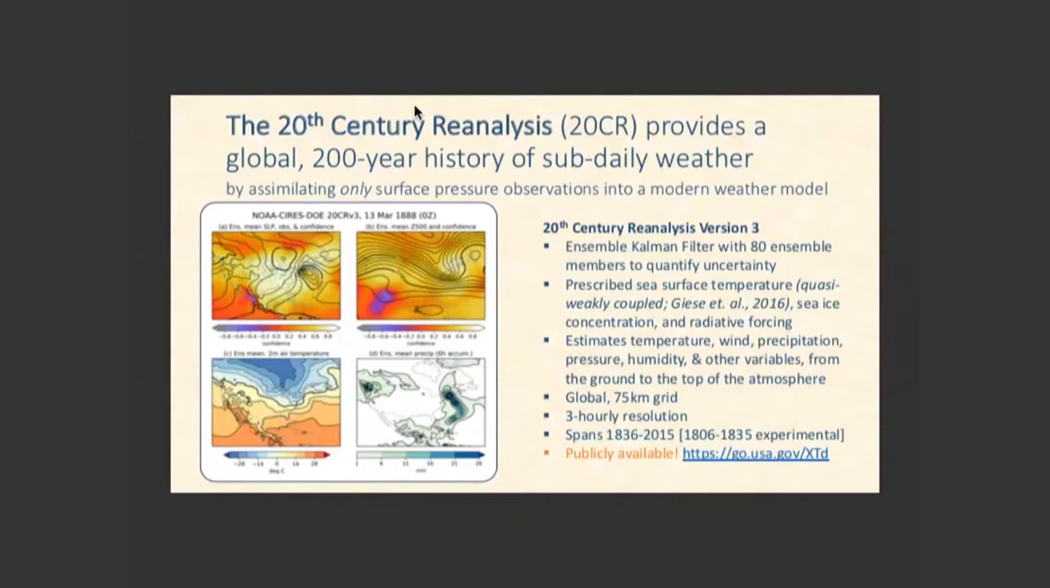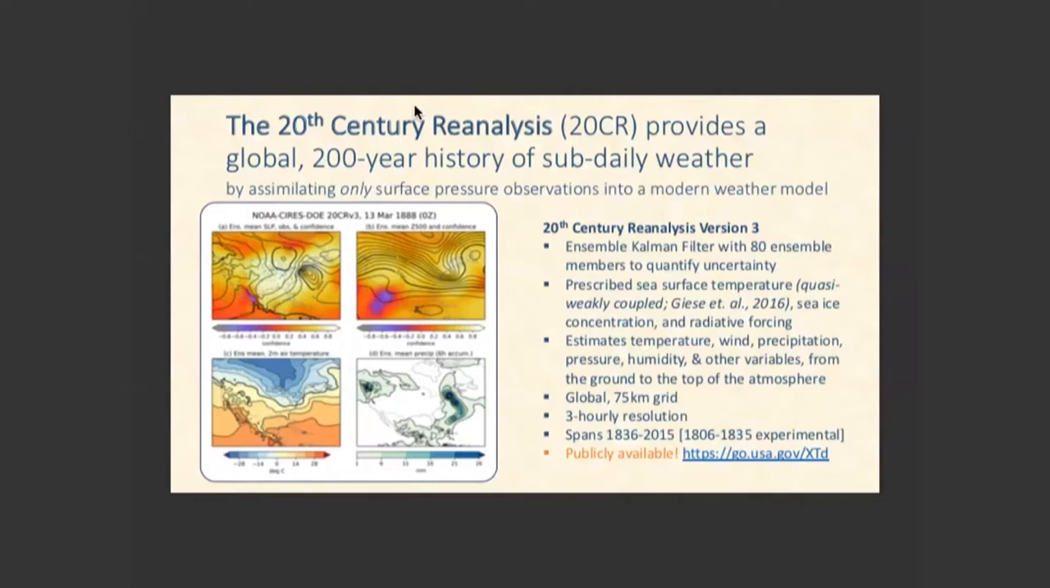Because we're an atmospheric reanalysis, we estimate all the atmospheric variables you would expect, temperature, wind, precipitation, and we actually include some land variables as well. We're on a 75-kilometer grid, and we provide our data every 3 hours from 1836 to 2015, experimentally back to 1806. And ideally, we would keep this up to date in real time or near real time. A big challenge with that is the sea surface temperatures. Finding a data set that can span back in time and is also kept up to date is very difficult. That's a challenge for these historical reanalyses, and maybe an argument towards moving to an ocean-atmosphere coupled reanalysis.